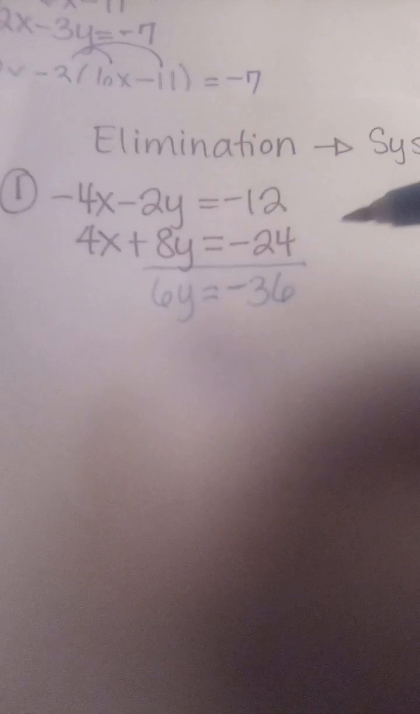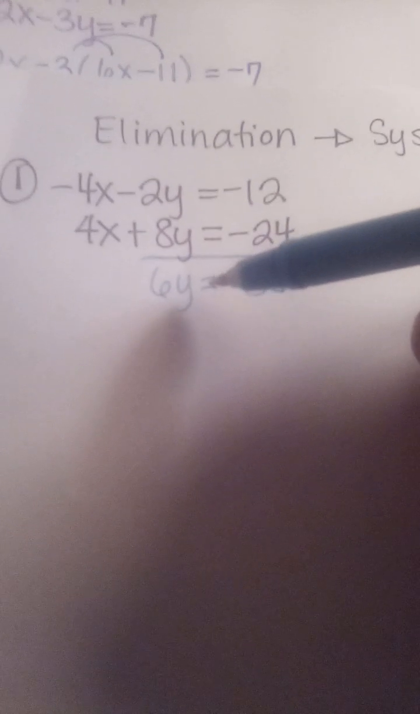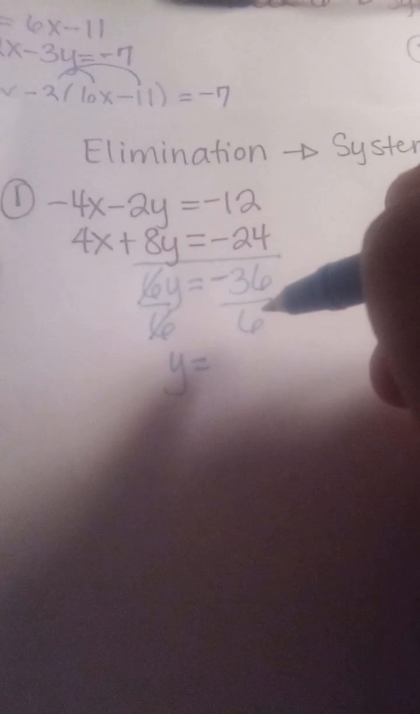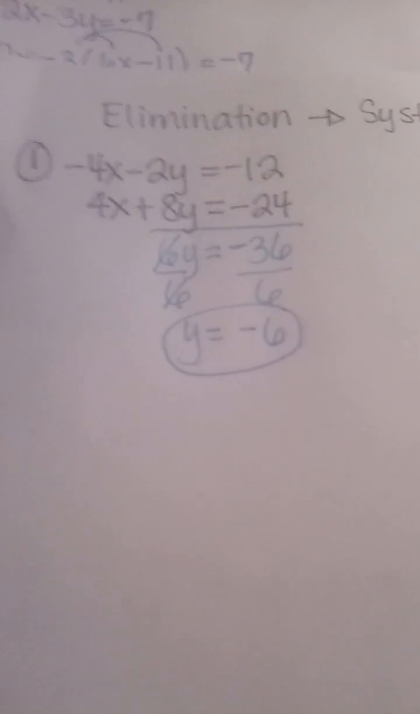All right. Then once we have this part, we divide by what number in front of the variable? The 6, to both sides of the equation. Cross out the 6's on the left side. Bring down the y. We have a negative 36 divided by 6. The answer will be a negative. 36 divided by 6 is 6, so negative 6 for the y. All right. So far, so good, right?